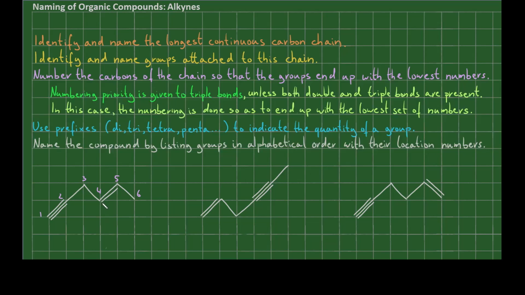What happens if I number the chain from right to left? Now the double bond is on carbon number 2 and the triple bond is on carbon number 5. My numbers are 2 and 5 rather than 1 and 4. I'm going for the lowest set of numbers, which means numbering from left to right and ending up with 1 and 4 is the correct approach.